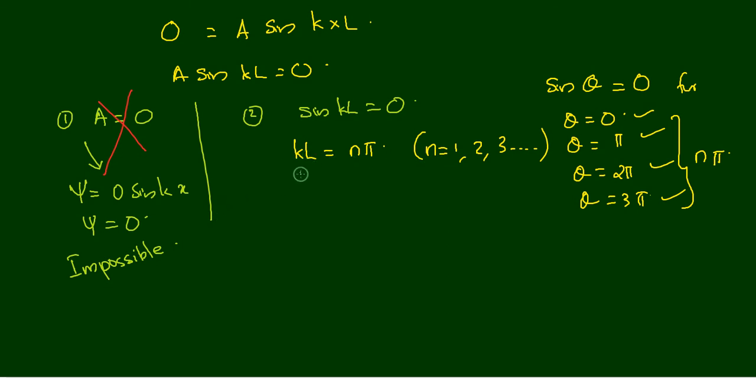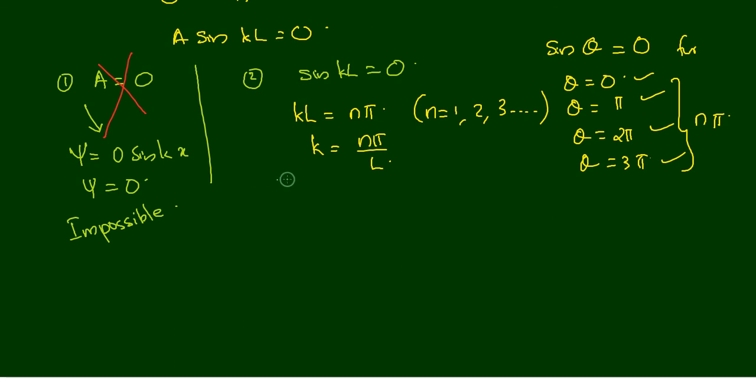Now you know that KL is equal to n pi, and since KL is equal to n pi, K is equal to n pi divided by L. Okay, K is equal to n pi by L. So K is equal to n pi by L, and therefore we can write our refined wave function again.